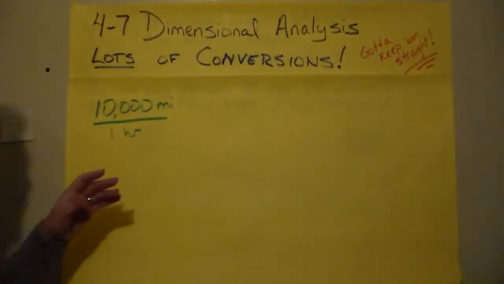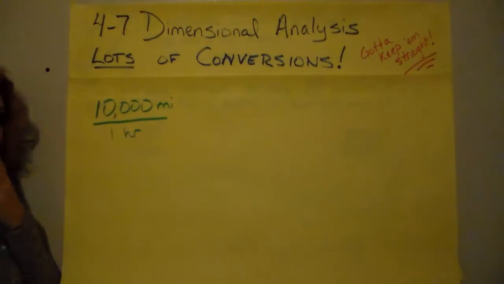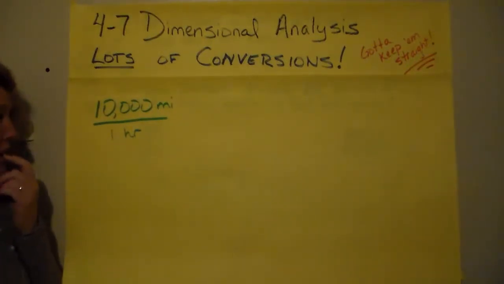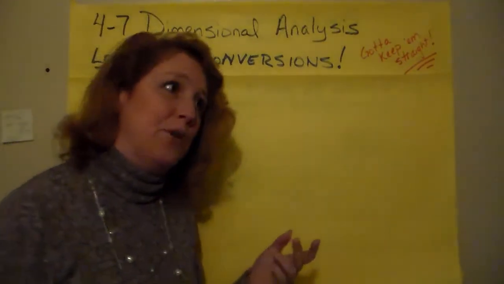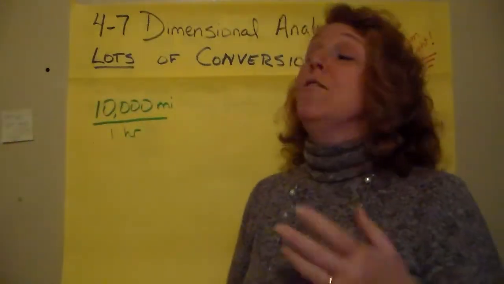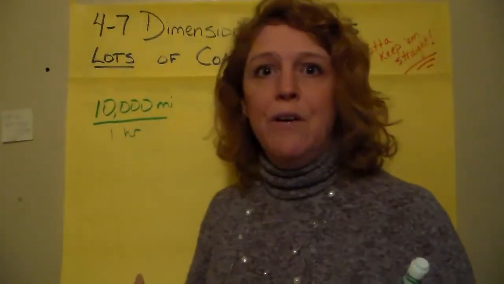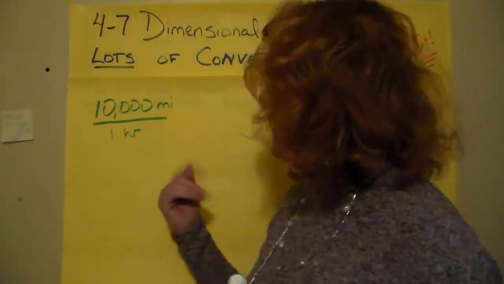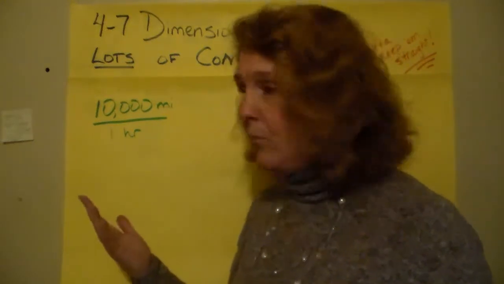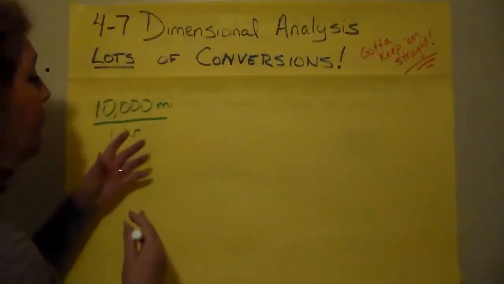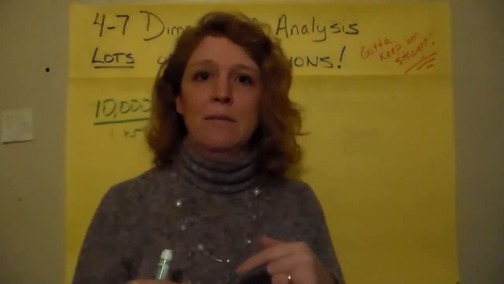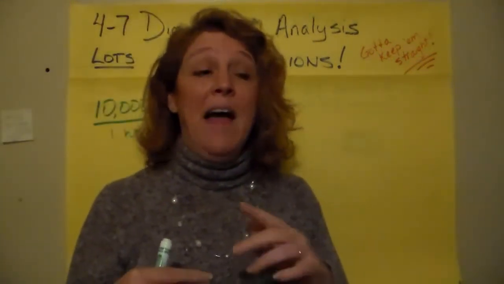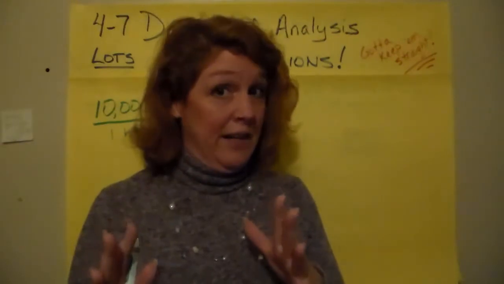Now, let's say that you have a super jet that goes 10,000 miles an hour. Let's say it's a rocket ship, because I'm pretty sure jets don't go that fast. But let's say, so what do I do if I want to know how many miles a minute that is? Well, with fractions, the cool thing about fractions is that I can multiply anything by 1. And that 1 can be a lot of different things.